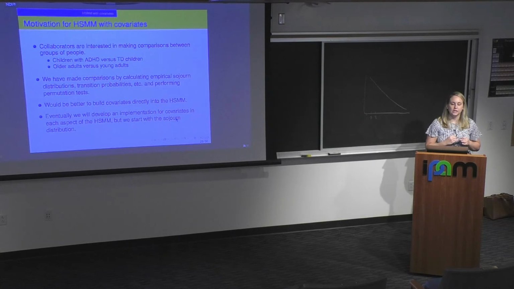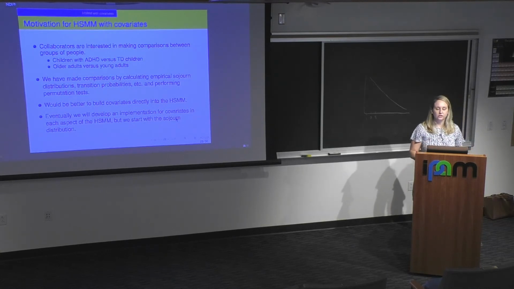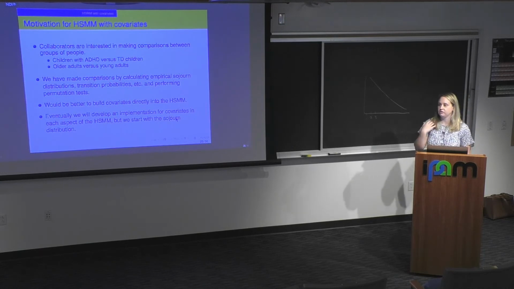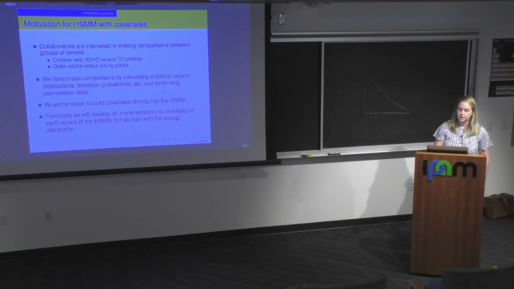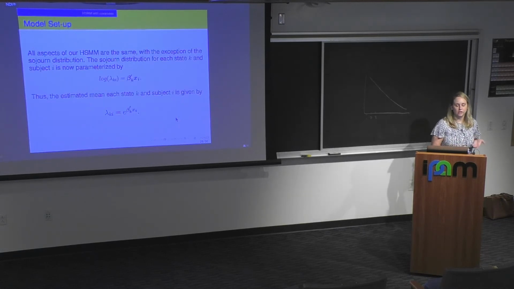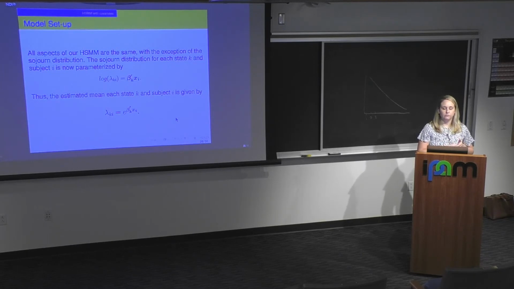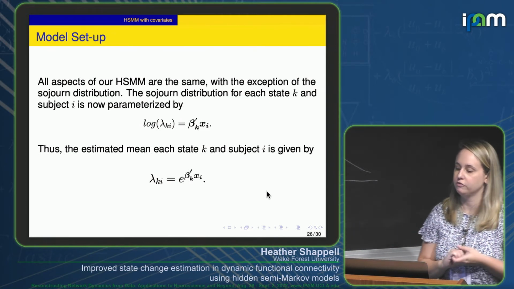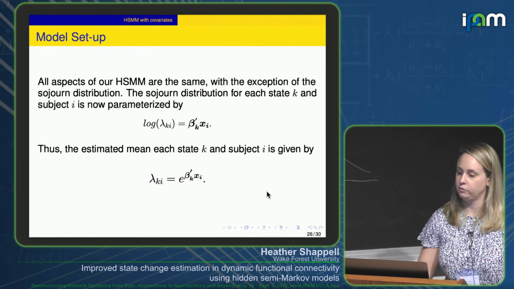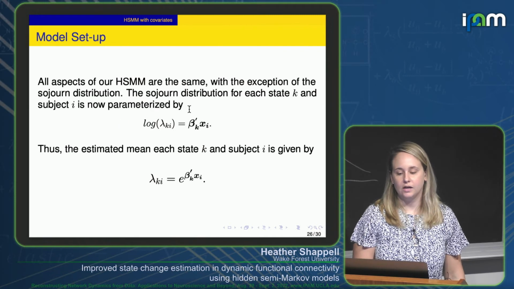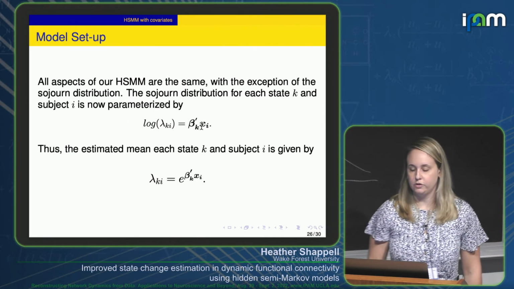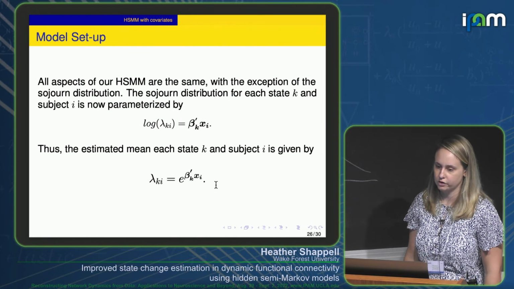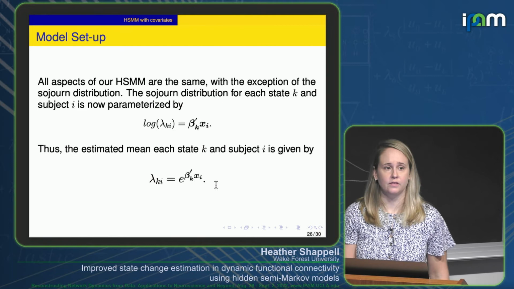So we've worked on developing it into the Sojourn distribution aspect of the model, and we've currently done that so that we can directly estimate group effects right in the model for the Sojourn distribution, and then actually test in the model like you would in linear regression. We eventually want to do this for the other aspects of the model. But very briefly, for example, if you were fitting a Poisson distribution for your Sojourn distribution, you could do something like this, where the Sojourn distribution for each state K and subject I is now parameterized by the following. So you have this linear combination of effects here. And so the estimated mean for each state and subject I is given by the following. So the lambda is dependent on that linear combination of effects.